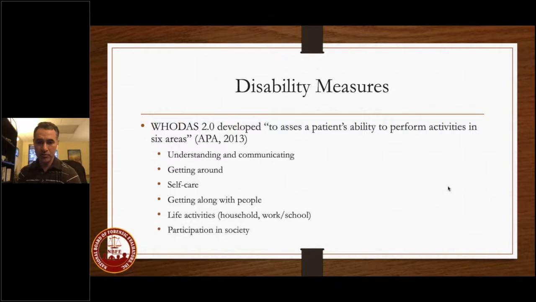And this is your tool that is used to assess a client's ability to perform activities in 6 different areas of living. So here we're getting a sense of how does the person's symptoms affect their ability to function in the world, socially, occupationally, and in terms of relationships and self-care.